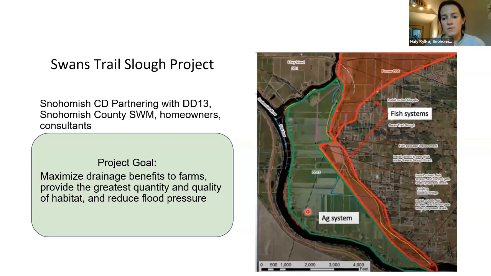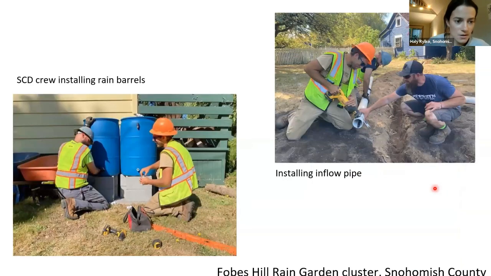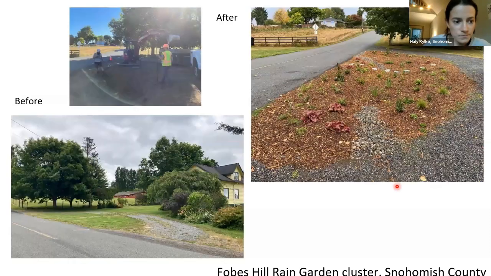And so because of this project and the issues down there is why Phobes Hill was identified as a critical area to install those rain gardens, which is what we did. So here are some photos of that install. We have the crew putting in some rain barrels that will overflow into our rain gardens, and over here installing our inflow pipe. And then this is one of the 4 gardens.